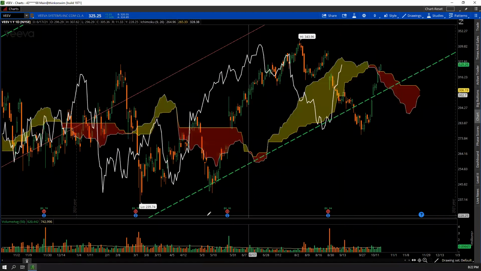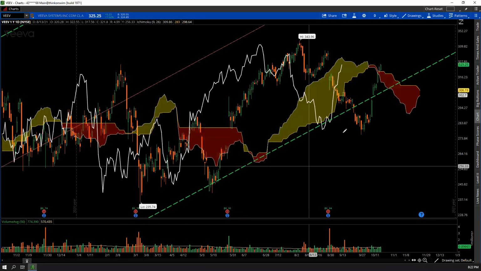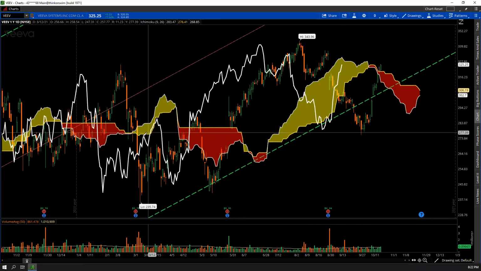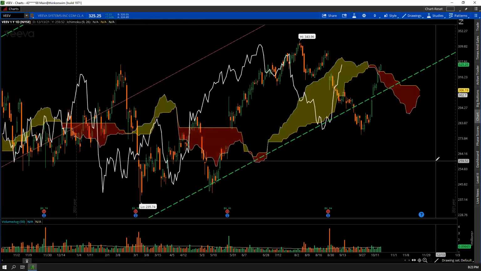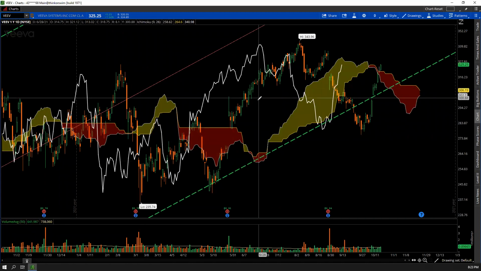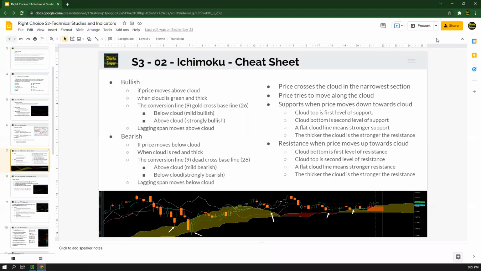And a lot of the time the Chiku comes and interacts with its own cloud, forming a resistance or support here. Like here, it kind of reversed, right? So how to use this strategy? I will show a lot of examples of how judiciously stocks follow this cloud, but how to use it is the first question, right? Which is of more importance for you.